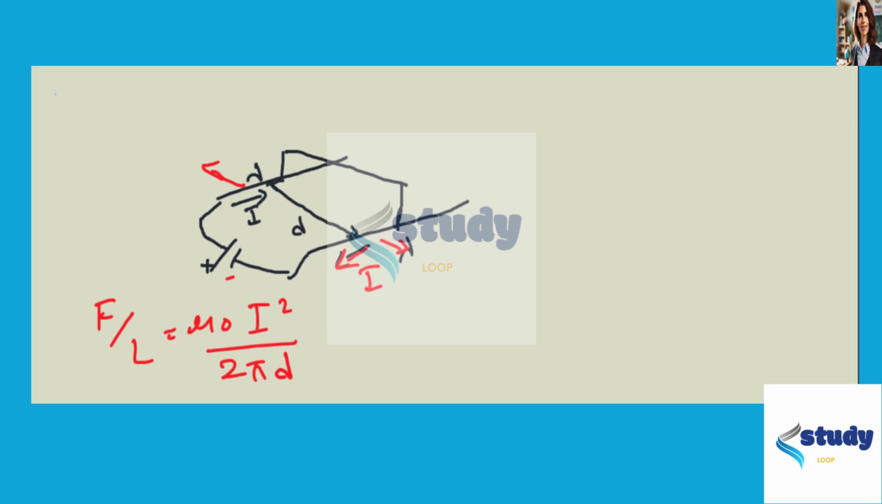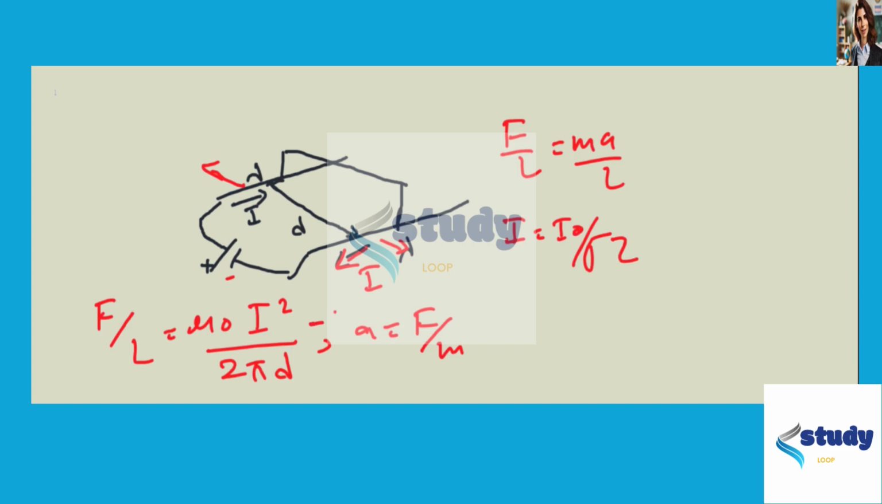The acceleration equals the force divided by the mass, so we can write a will be F divided by m, or F over L will be equal to m a divided by L. Over the short discharge time, the current is not constant, so we take the RMS current instead of the initial. So I will be equal to I naught over square root of 2, where I naught is the initial current. We substitute these values into the first equation that we wrote. Let's say this is our equation 1.